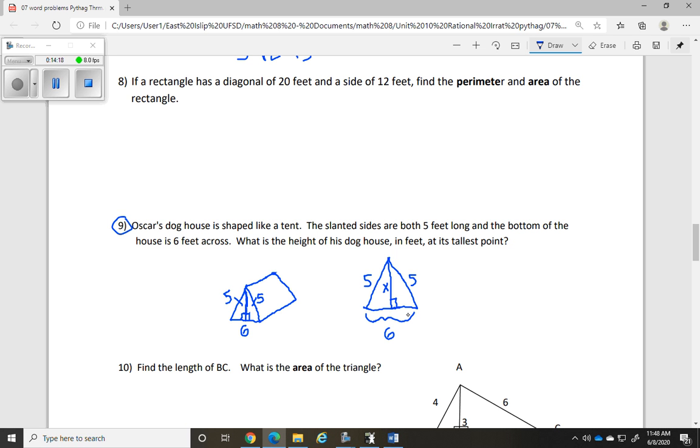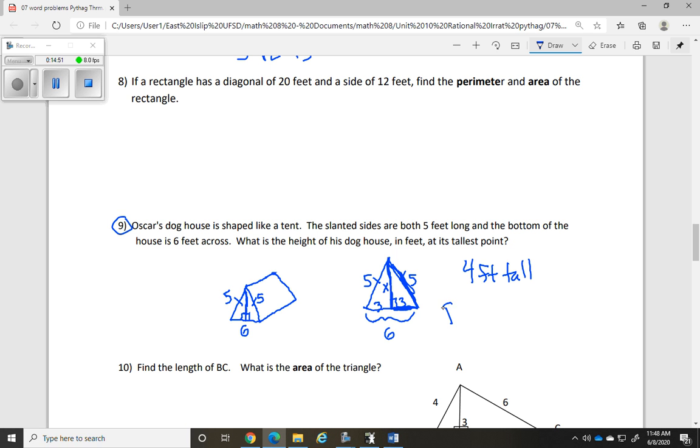If the whole thing at the bottom is 6, and both these sides are the same, it means it's an isosceles triangle, which means the base is split into 2 equal parts. So I'm just going to look at this one triangle here and notice that one of the legs is 3, and notice that the hypotenuse is 5. Do you know what the other leg is? Yeah, it's a Pythagorean triple. The other leg is 4. 4 feet tall.